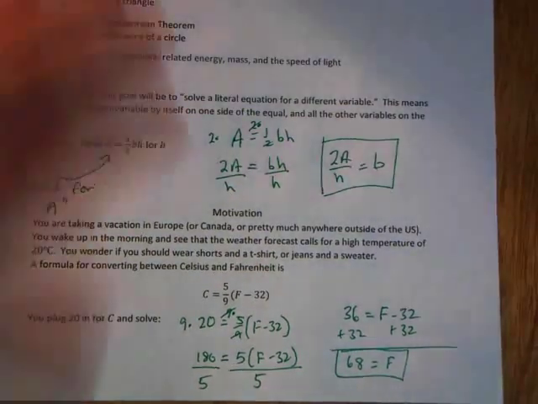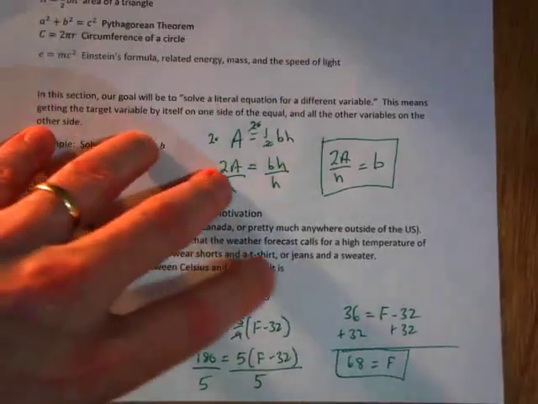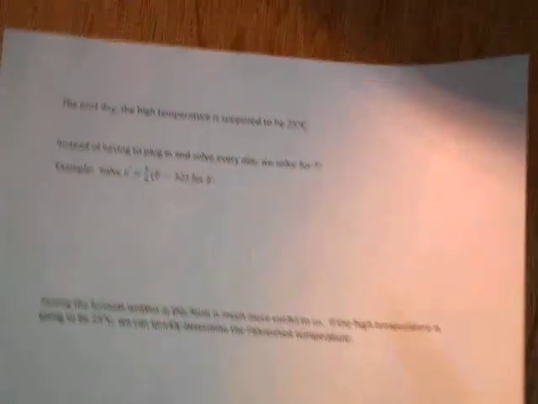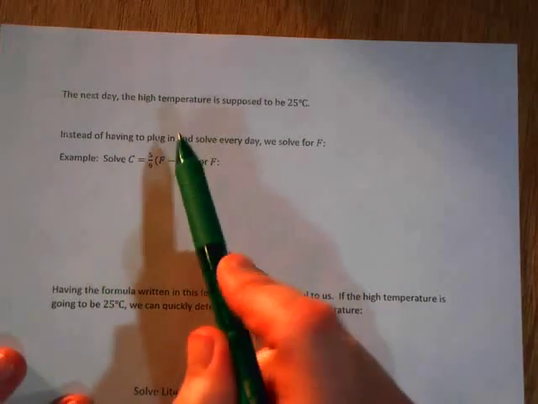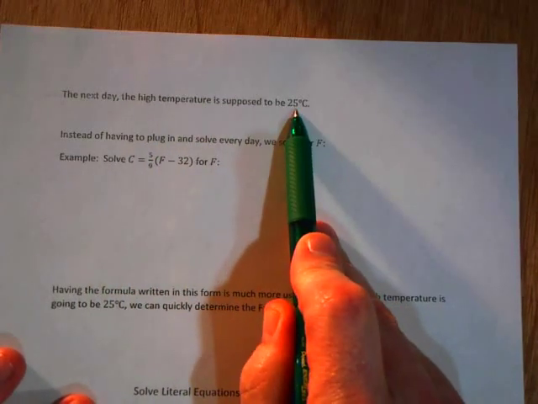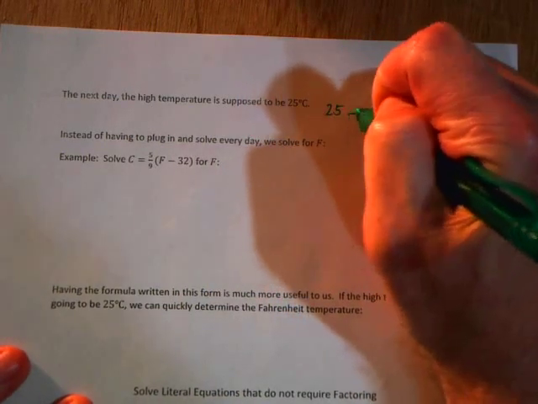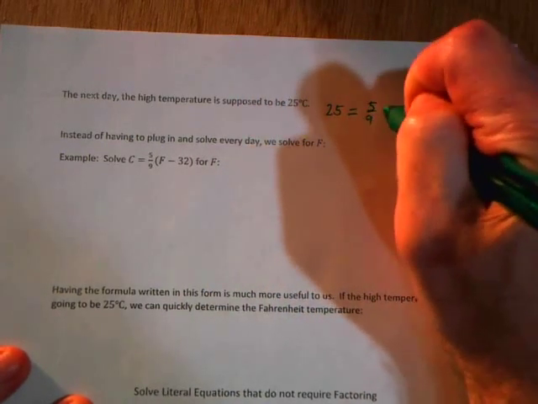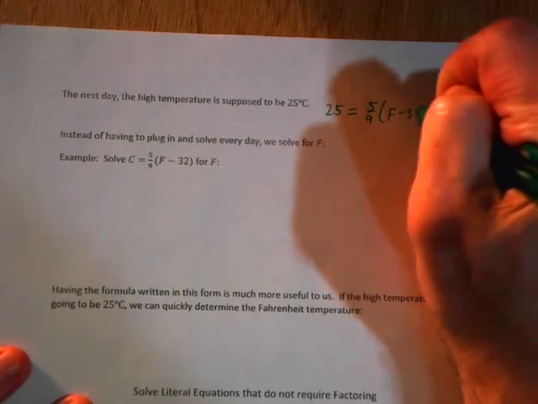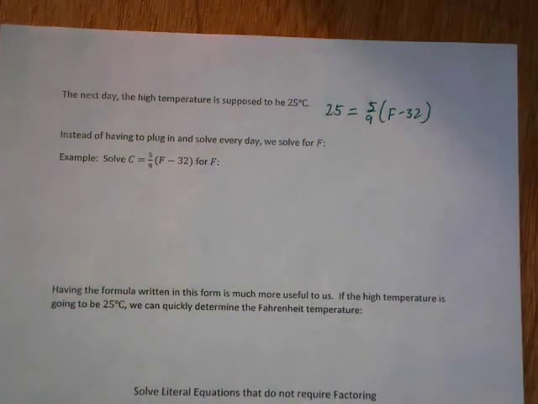All right, and then consider the very next morning. So you went out one day, had your fun. The next day they tell you, well, the temperature is now going to be 25. What's the Fahrenheit temperature going to be? And we could do this. We could say 25 equals 5/9 times f minus 32. And then we would have to go through all the exact same steps again to get the f all by itself.